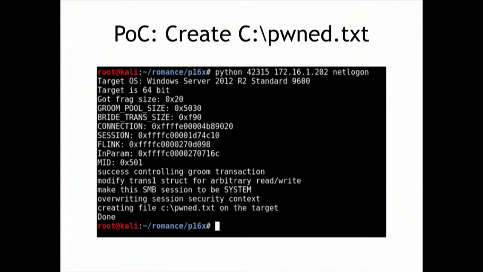So, if you give it an IP address and a pipe name, and one of the pipes I saw was netlogin, I just tried one and it worked. If you give it the right pipe name, it will run, and then it will tell you, creating file C:\pwned. Now this is not the original NSA exploit.